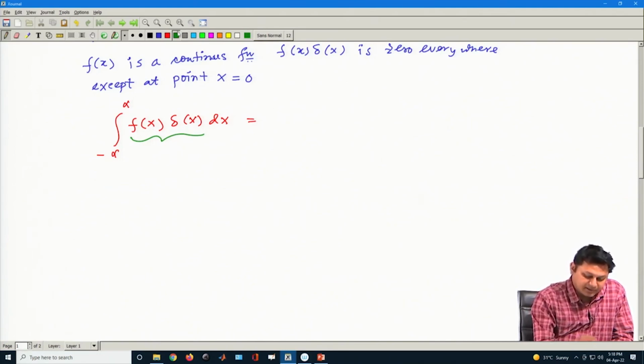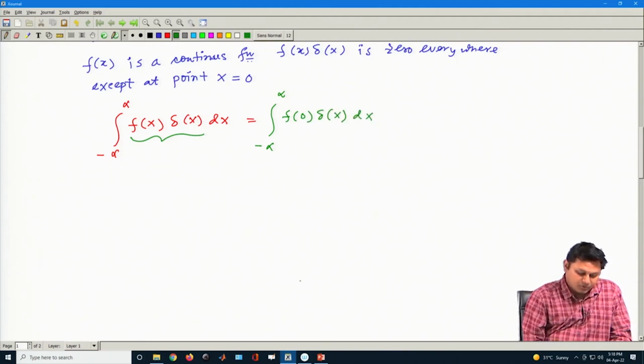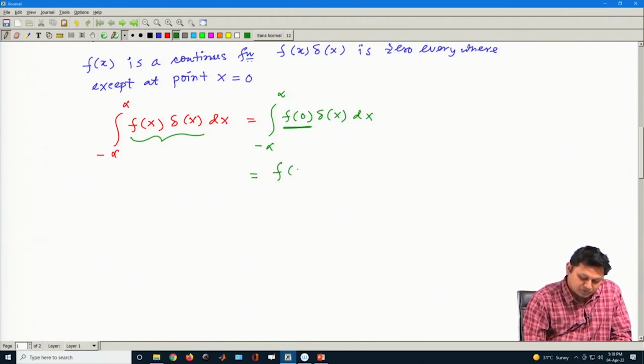So, on the right hand side I should simply write the integration from minus infinity to infinity of f evaluated at 0, times delta as a function of x, dx. Now, you note that f(0) is a fixed value, it is a constant, it does not depend on x. So, I can take this term outside the integral.